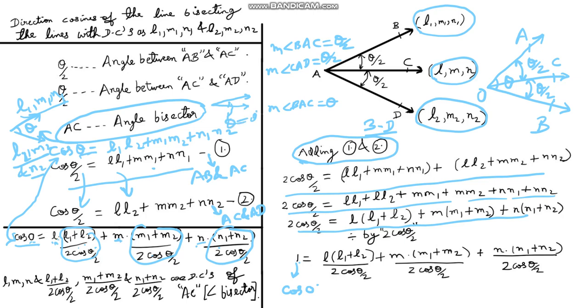So these also represent the direction cosines of the angle bisector. That is, (L1 plus L2) by 2 cos theta by 2, (M1 plus M2) by 2 cos theta by 2 and (N1 plus N2) by 2 cos theta by 2 are the direction cosines of the angle bisector. I hope this is clear to you.